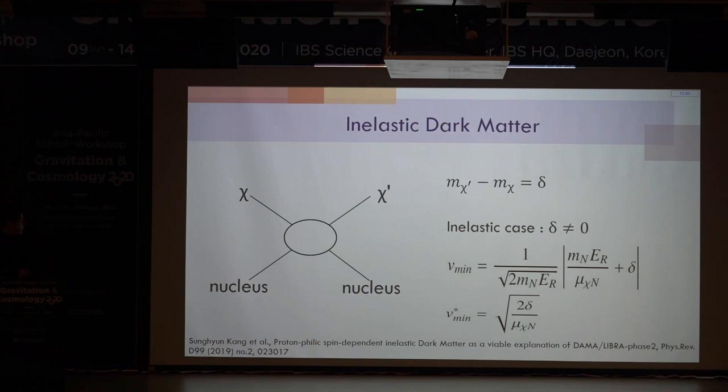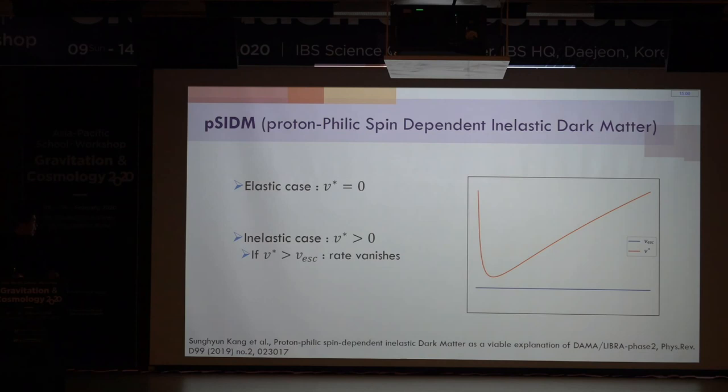Furthermore, when v star is larger than the escape velocity, as shown in this figure, the rate vanishes because this v_min is required to deposit some energy. For the elastic case, v star is zero. However, for the inelastic case, v star is larger than zero. Therefore, some targets, such as fluorine, may have v_min star larger than the escape velocity, which leads to a vanishing rate.